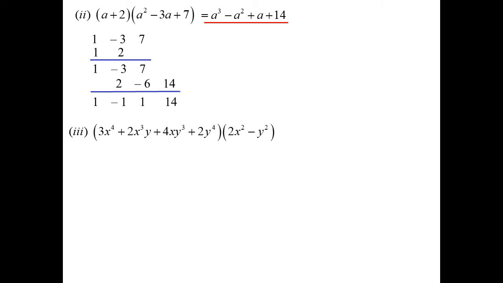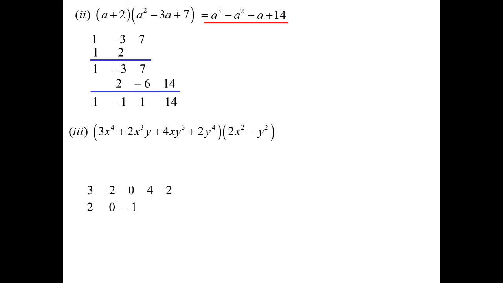Let's have a look at this one. 3x to the 4 plus 2x cubed y plus 4xy cubed plus 2y to the 4, times 2x squared minus y squared. I can still do it. 3, 2, 0, 4, 2. You see, you've got to look at the terms. Yes, they're x's and y's, who cares?